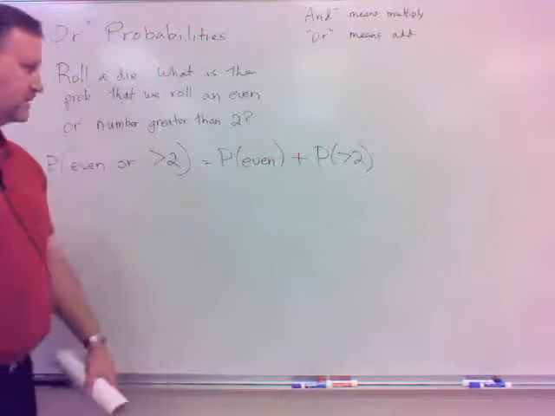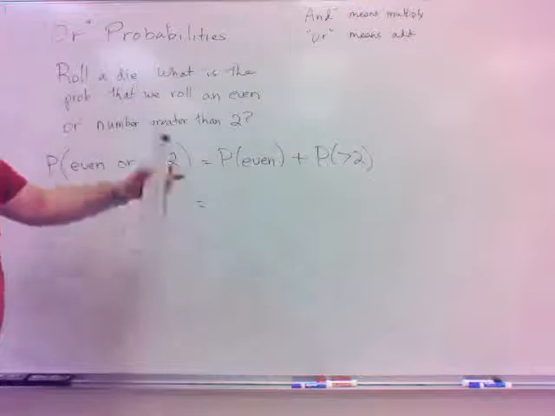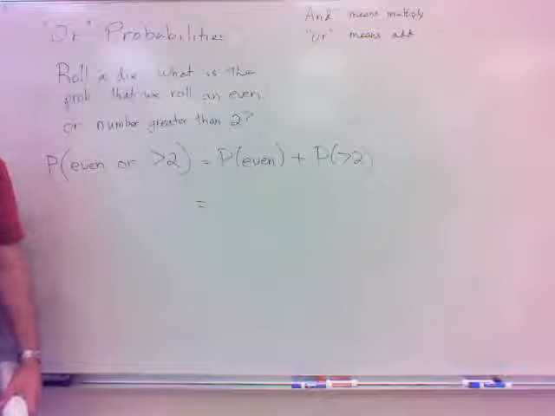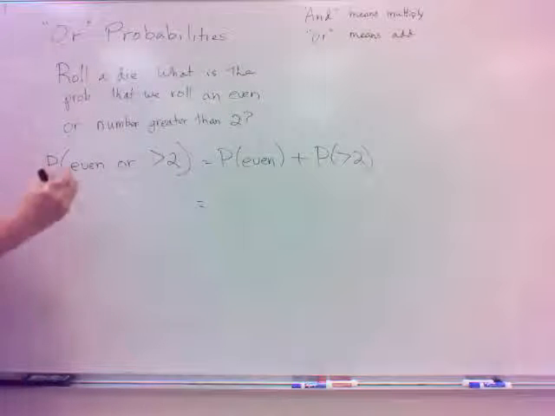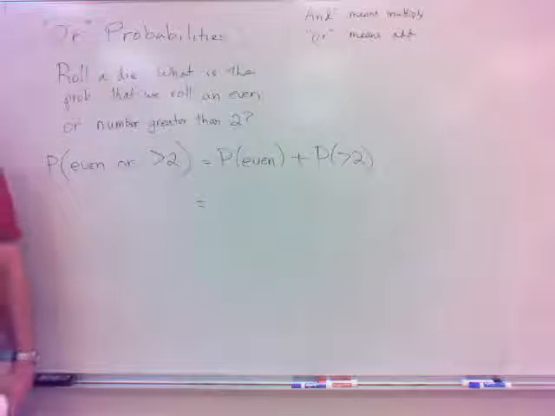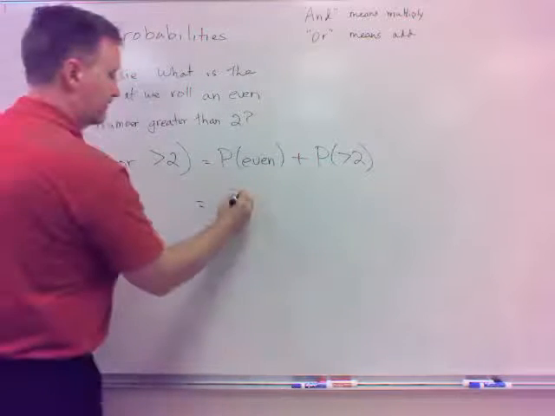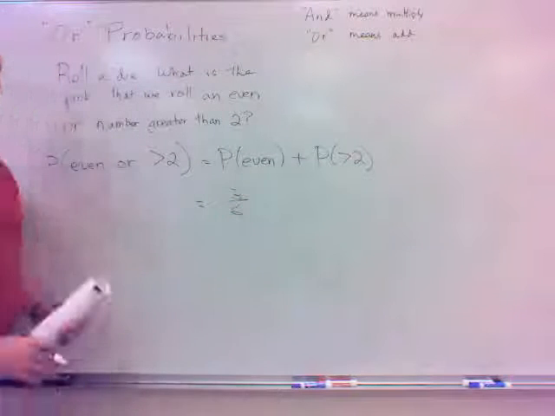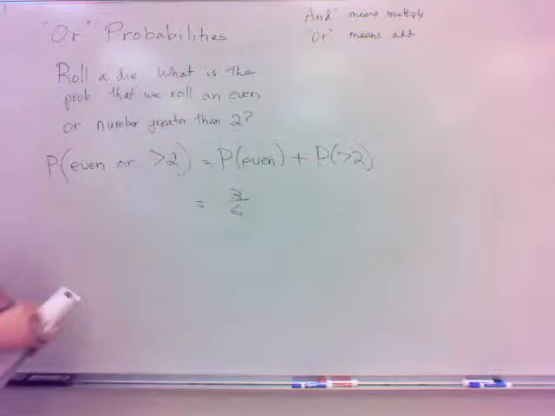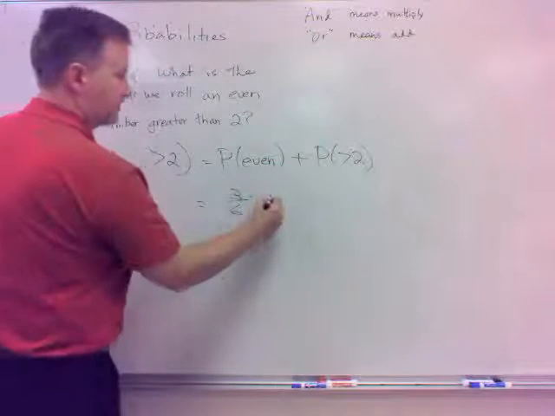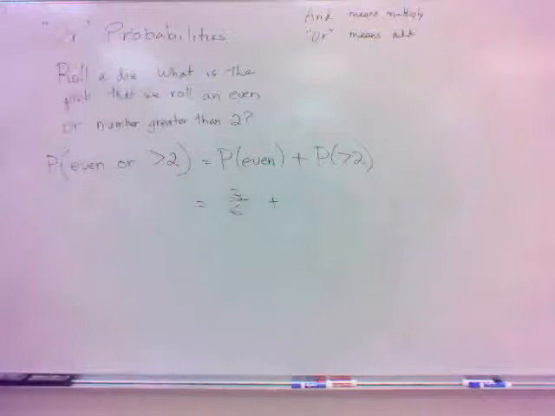The probability that it's even, well, I'm talking about rolling a die, so what's the probability that it's even? Let's do it just without reducing it. There's 3 evens out of 6 total. 3 out of 6. With me on that? 3 of them are even: 2, 4, and 6 out of 6. And let's not reduce it here, because we are going to be adding fractions.